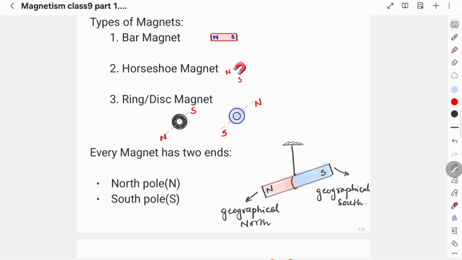See, if we take a magnet and suspend it with a thread, this magnet aligns itself with the geographical north pole and the south pole of the earth. So the end which is facing the geographical north of the earth is marked as the north pole, and the end which is facing the geographical south pole of the earth is marked as the south pole of the magnet.